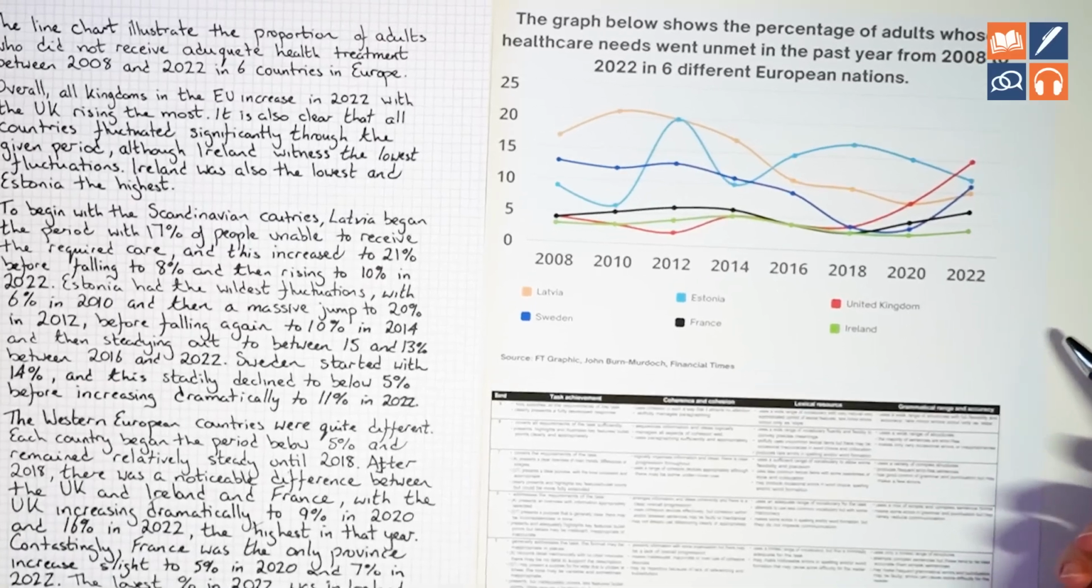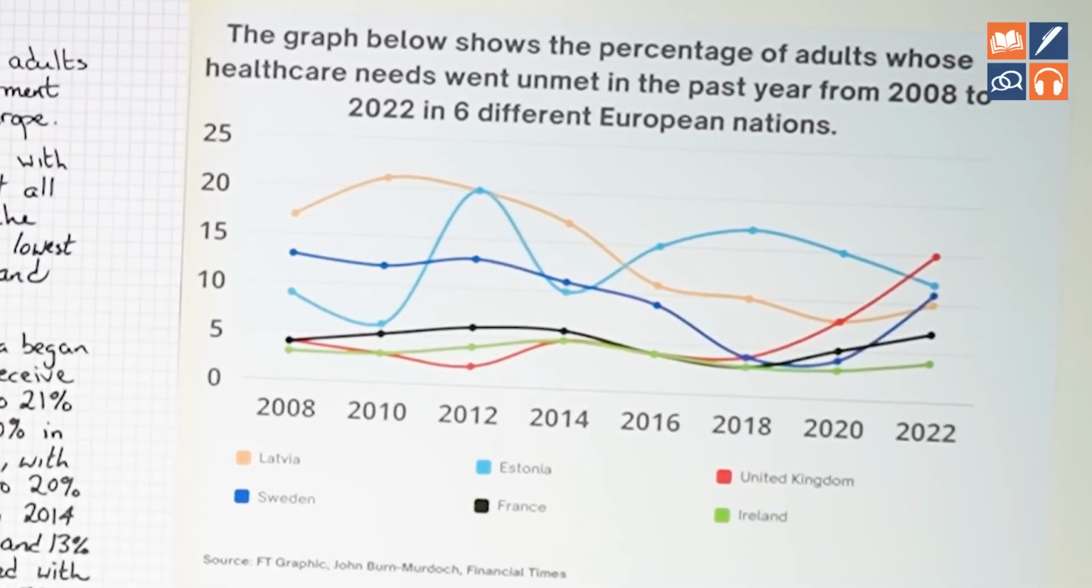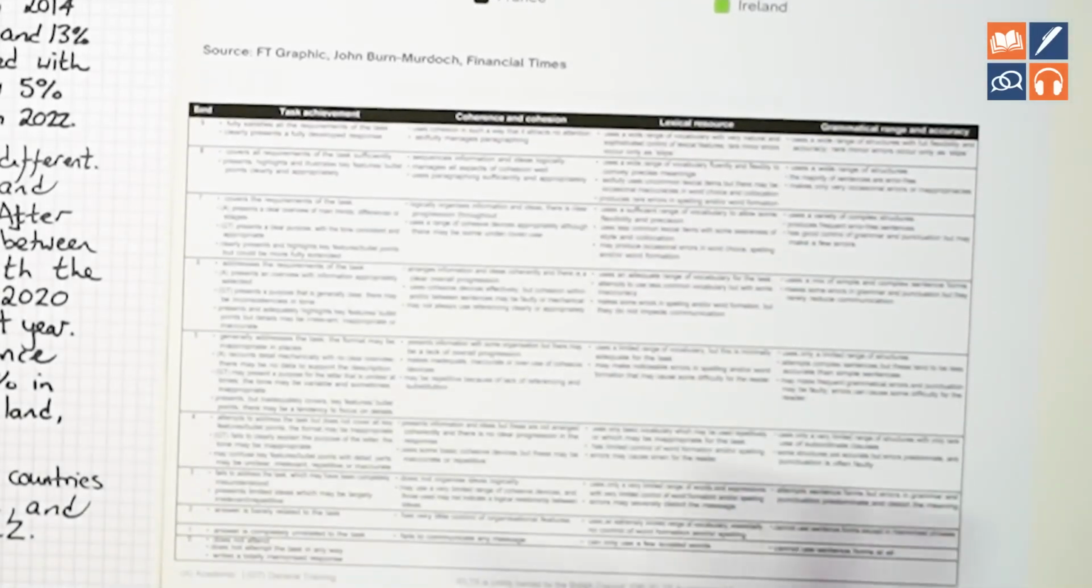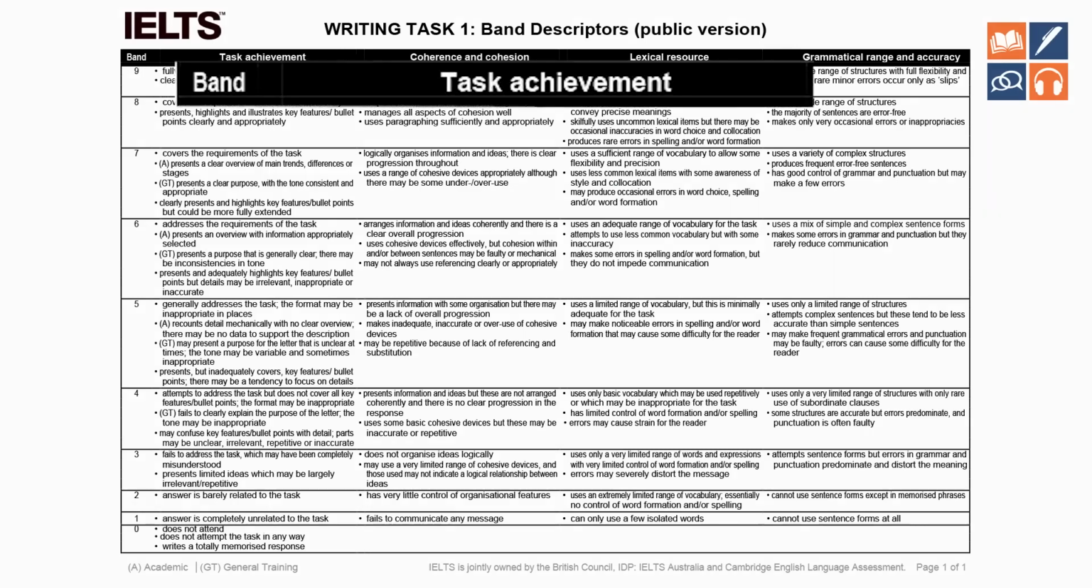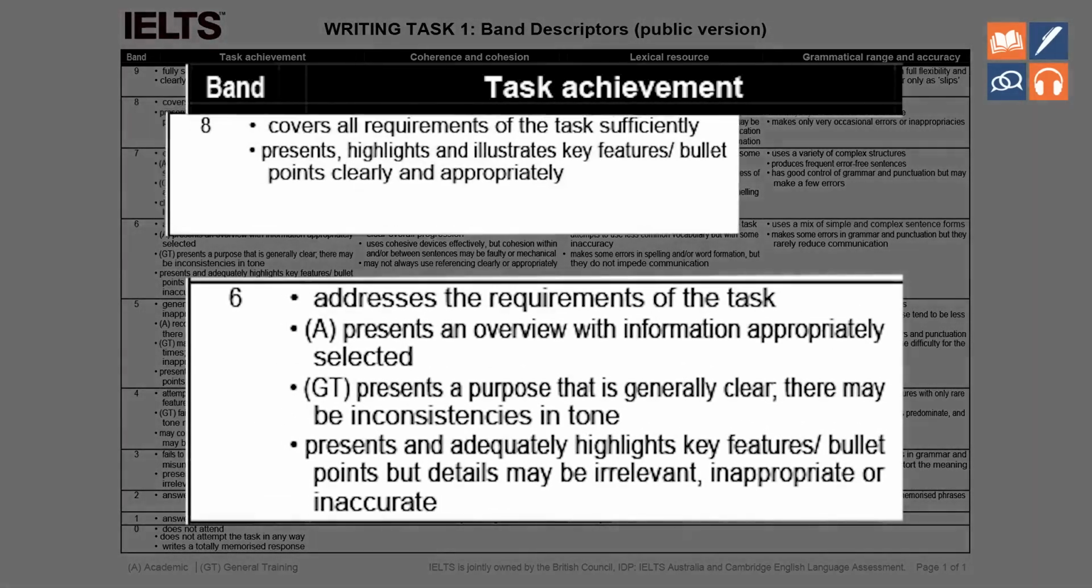You'll also see that we have the question here and we have the marking criteria. Don't worry if some of this isn't clear right now. We will zoom in and show you exactly what we're talking about when we're talking about it. I've also included both of these in the download section in the description below. So let's look at the difference for task achievement for Band 6 and Band 8.